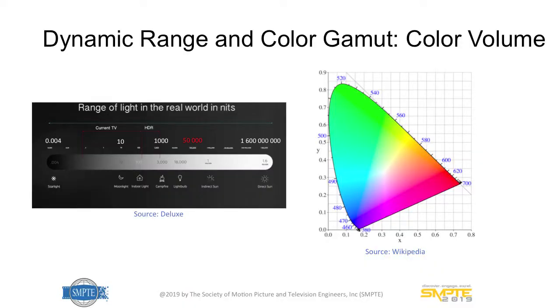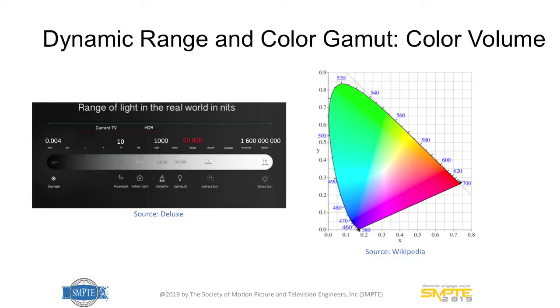Up to 50,000 candela per square meter, you can perceive this given a certain adaptation time. At 50,000, you're going to start to burn your retinas, so it's too much energy being thrown inside your eye, and it's going to hurt, and eventually you're going to go blind. The sun over there is at 1.6 billion nits, so that's why we don't look directly at the sun. So our TVs are going to be somewhere in between, and our capability of capturing is also going to be somewhere in between all of these.